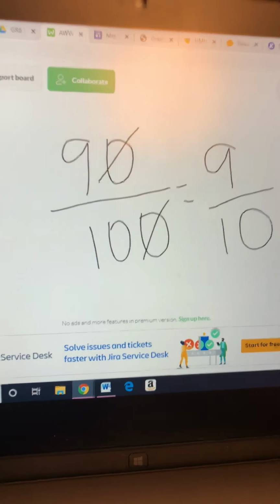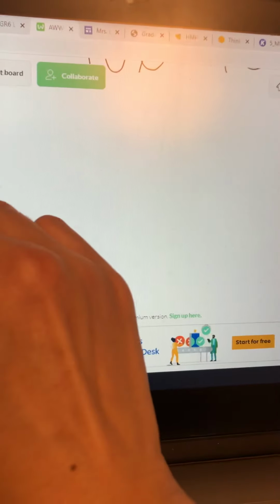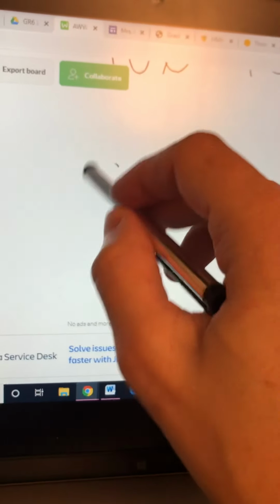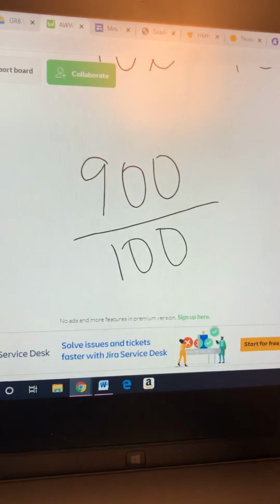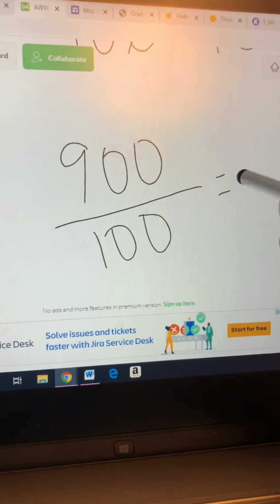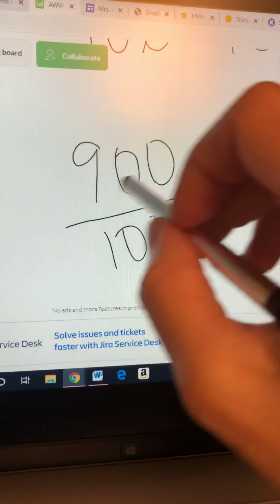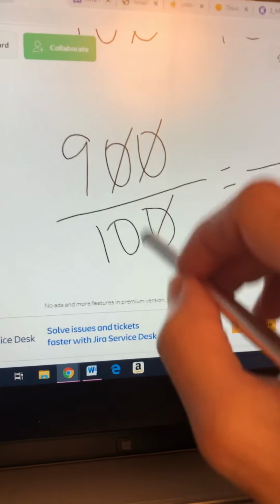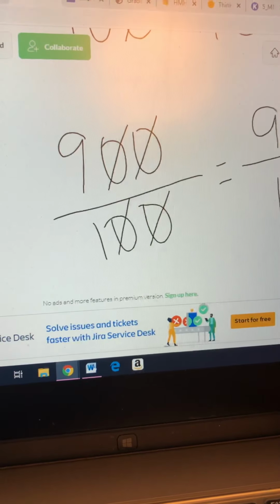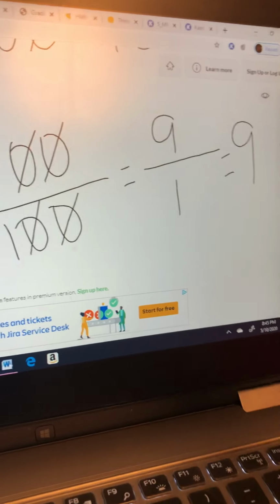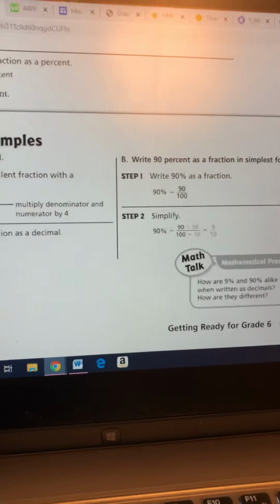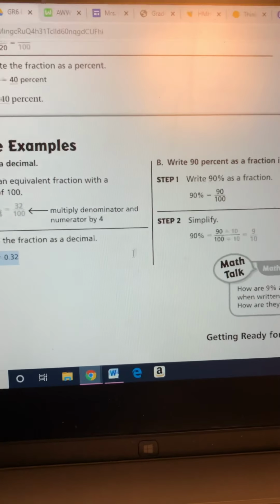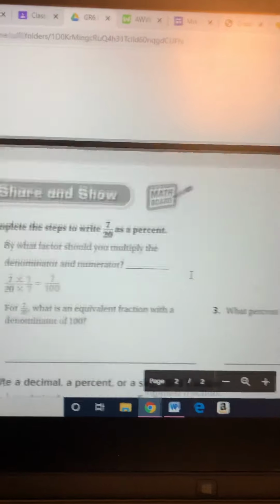If, for example, let's just say that my fraction was 900 over 100, which is not possible, but just to give you an example. Since my numerator has 2 zeros, cancel them out, and you'd be left with 9 over 1, which is equal to 9. And that's pretty much it. You're not going to see those types of numbers here. That's why I said it's not possible, because you wouldn't see that in these lessons.